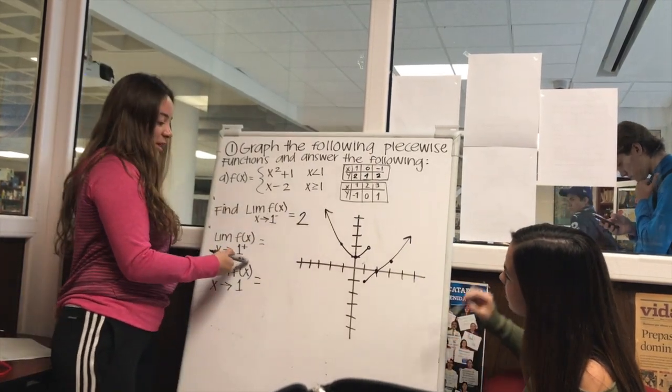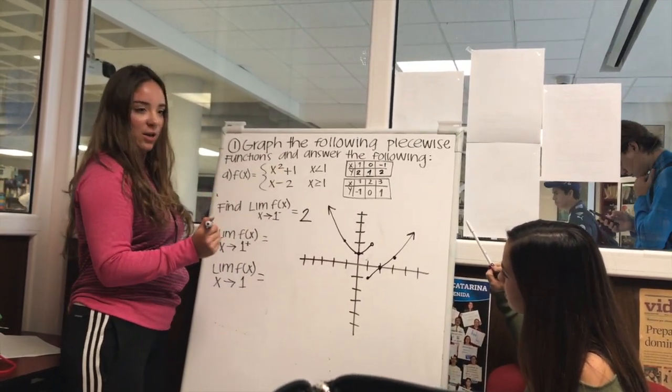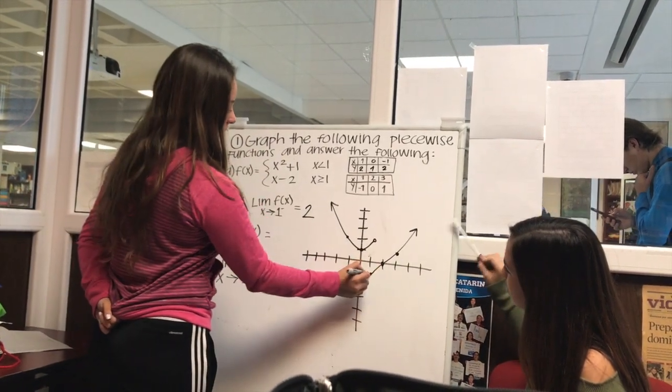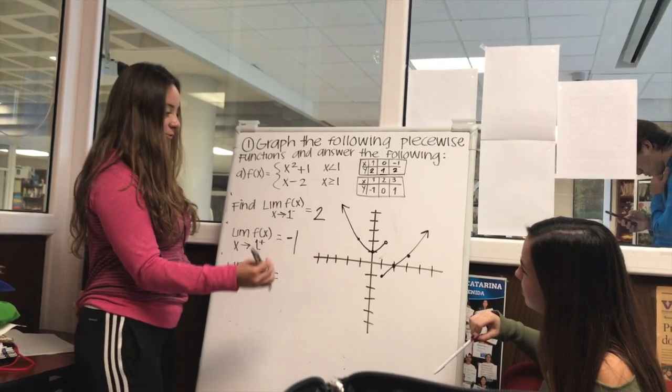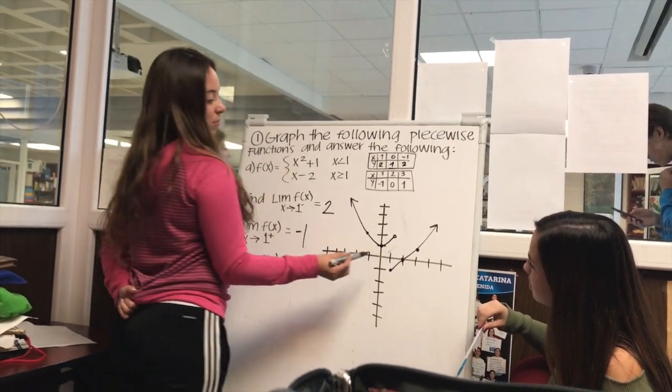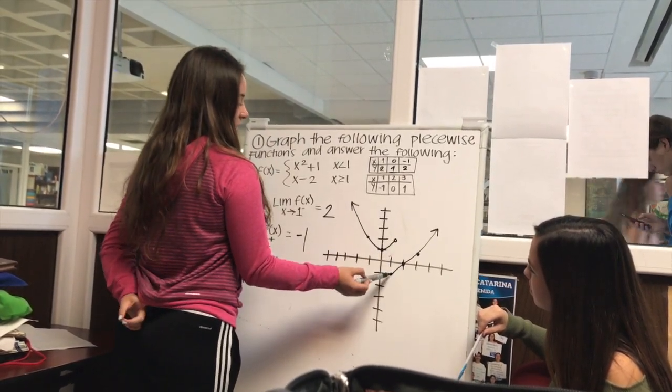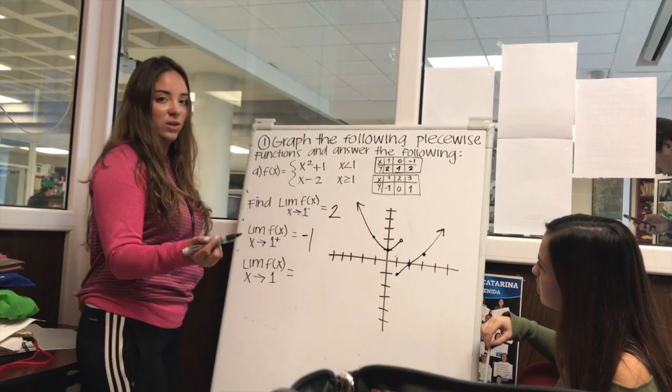Here we are trying to find the value that comes from the right side of 1. So it is minus 1. And here they ask us from both sides. But since we have an open dot here and a closed dot here, the limit does not exist.